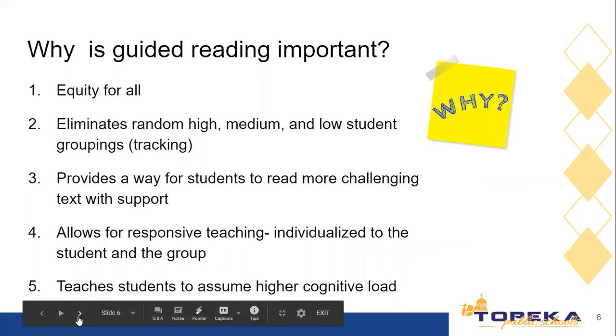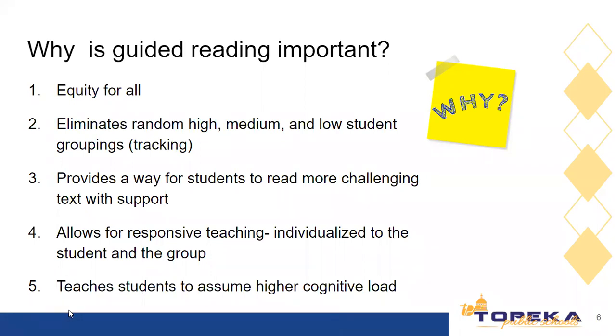I hope that you were able to share with each other, and that you have items that you already know about guided reading, and that during the remainder of this presentation, that learning is affirmed and that you add to your learning as well. So why is guided reading important?